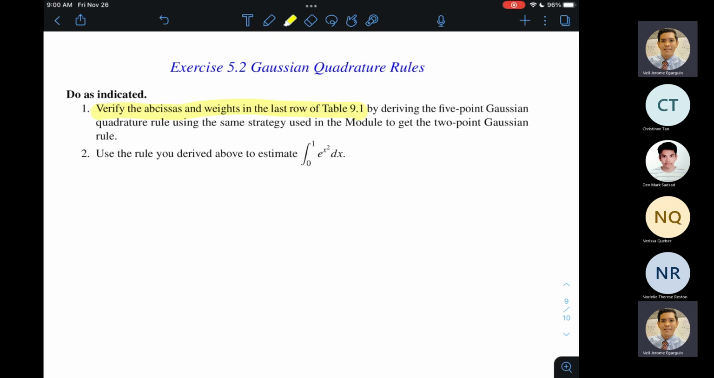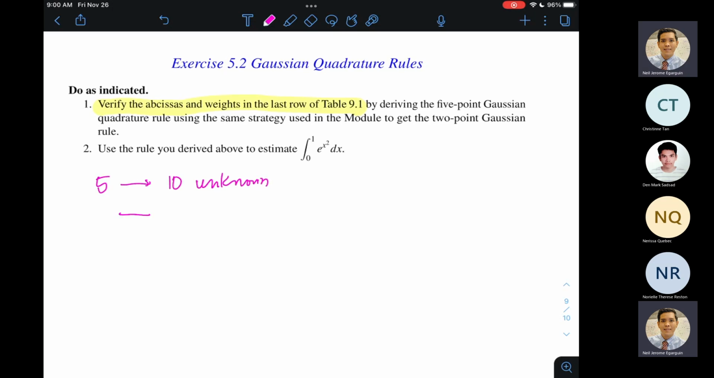Okay? So, ganun yung gagawin nyo. So, pwede nyo siya gawin, okay, 5-point Gaussian yung ating dinederive. So, that means we will have 10 unknowns, 5 abscissas, 5 weights, and then these numbers will give us a degree of precision 2n minus 1. So it would be of degree of precision 9. So being a degree of precision 9 formula, dapat kaya niyang i-integrate si 1, si x squared, hanggang kay x to the 9th exactly.